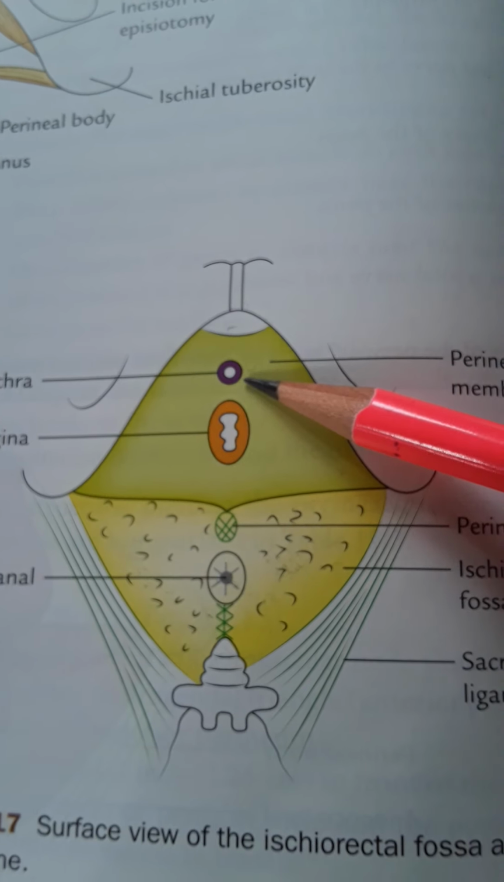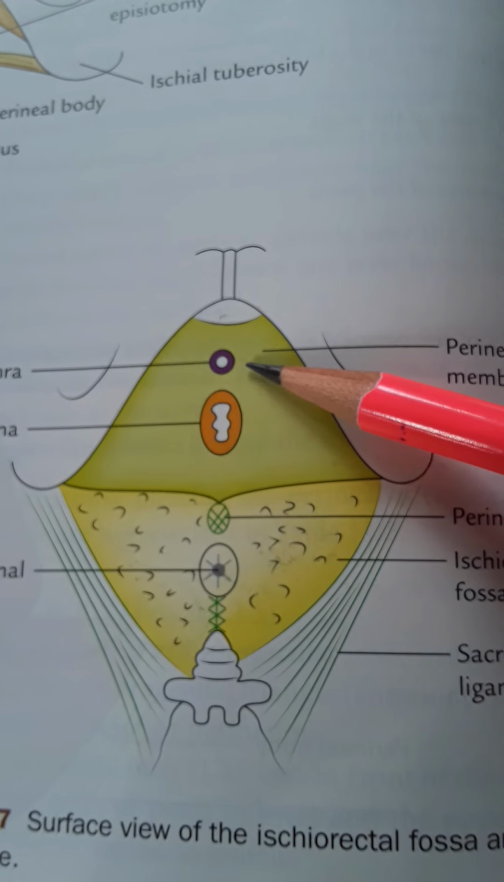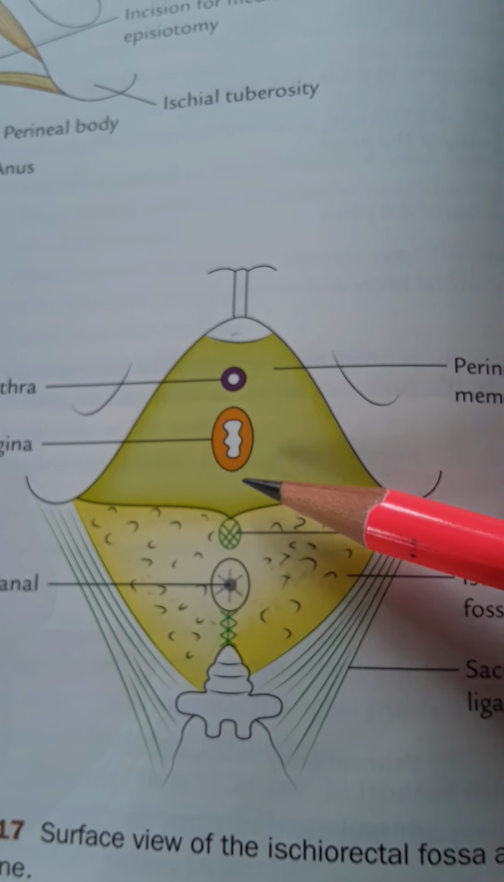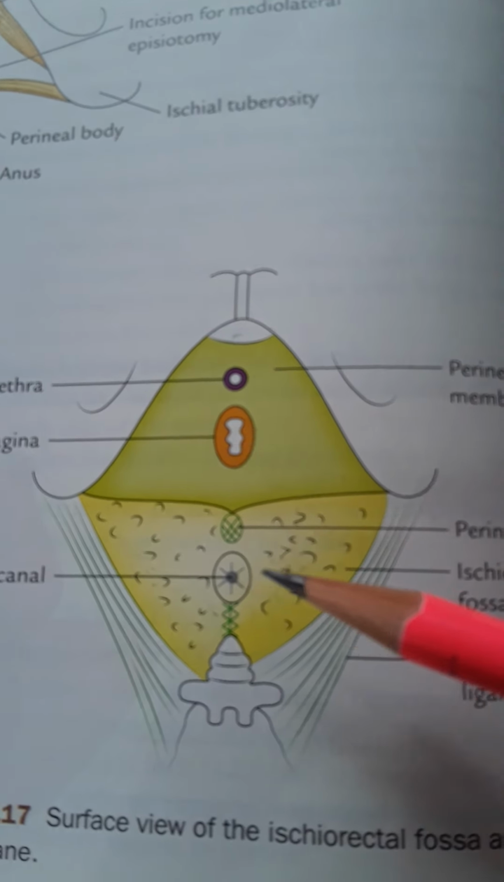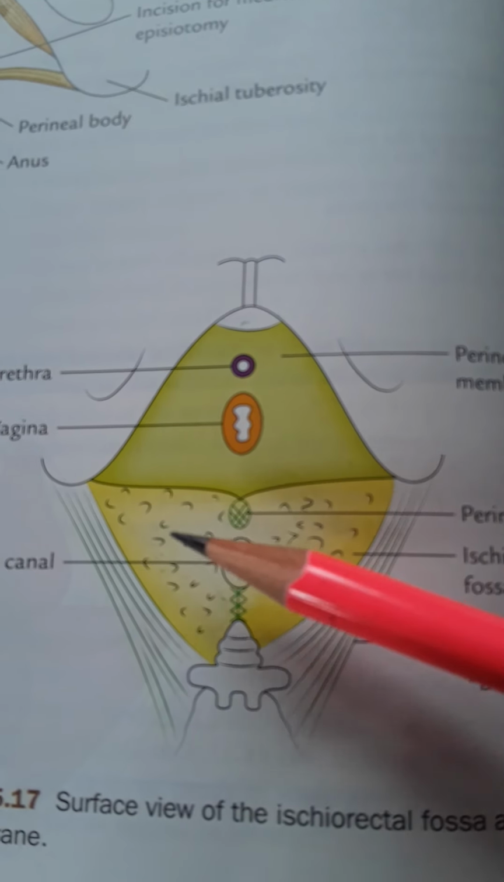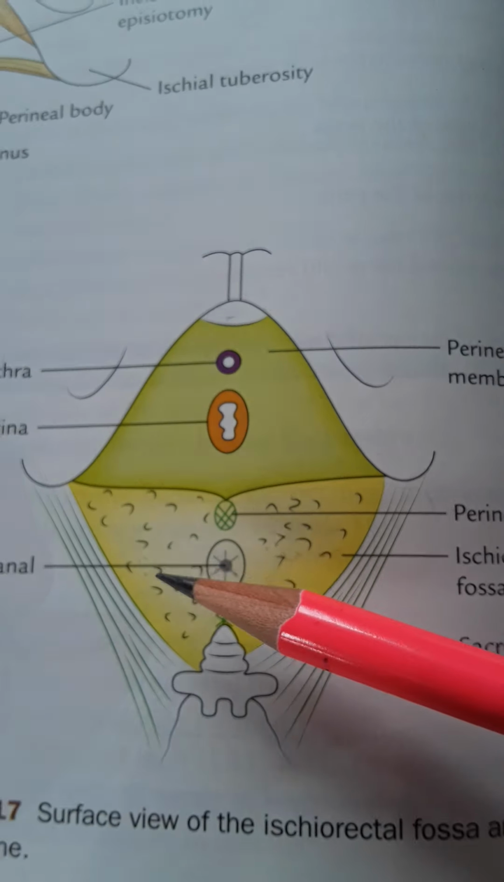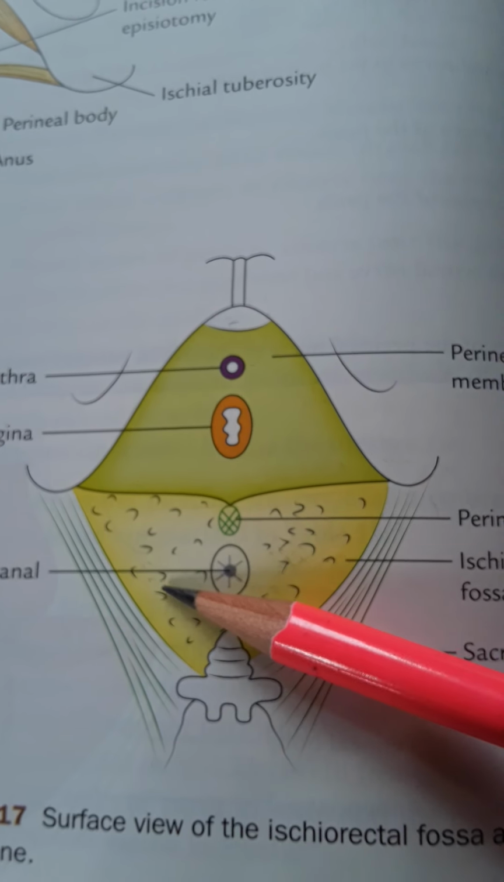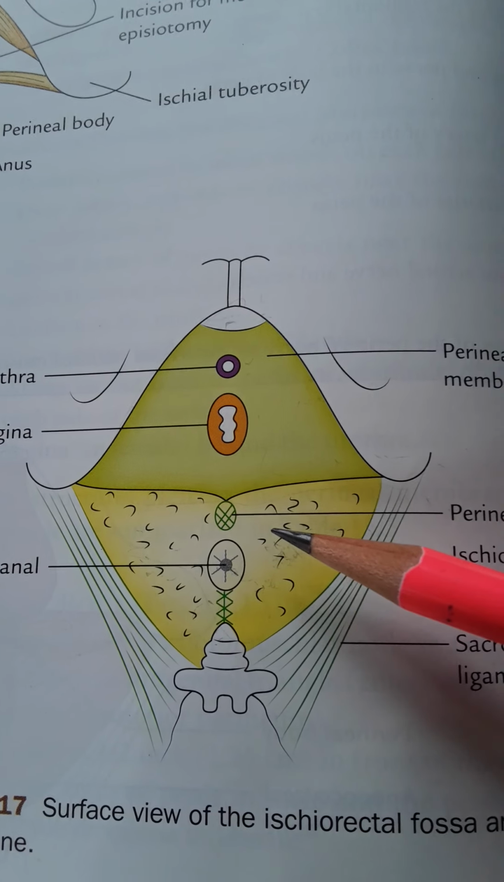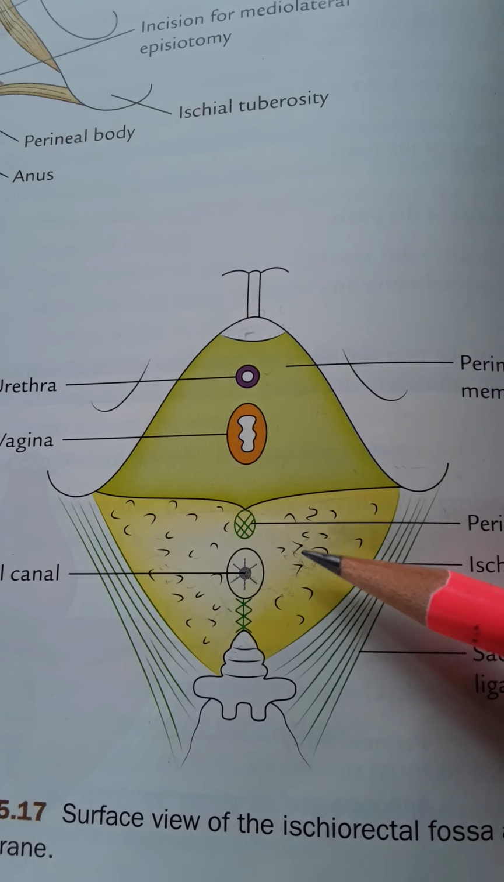The urogenital triangle is traversed in males by the urethral opening, whereas in females it is traversed by the urethral opening anteriorly and the vaginal opening posteriorly. The anal triangle is traversed by the anal opening. On either side of the anal opening, fat-filled spaces are present in the anal triangle. These spaces are the ischiorectal fossa, and they lie below the pelvic diaphragm.